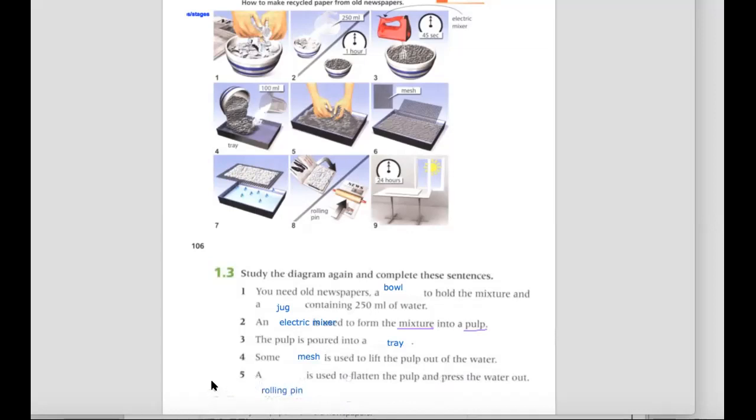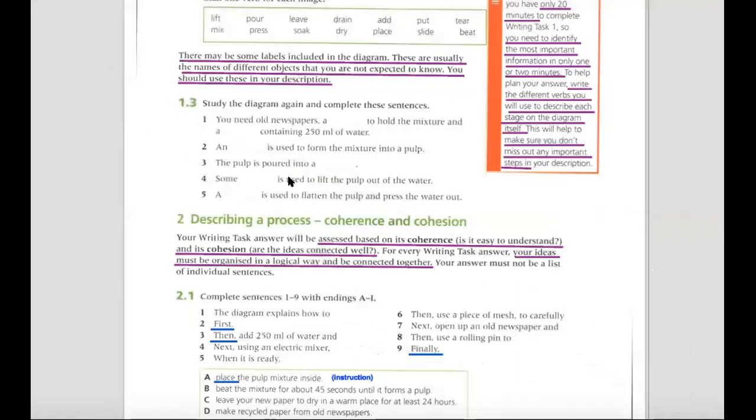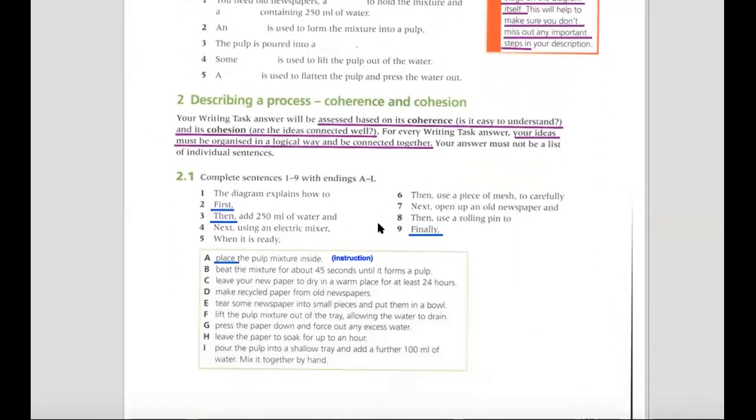Okay, so what you can see is really important for describing a process is using the correct nouns and also using the correct verbs to describe your process. So there's enough information here for you to talk about it, even if you've never heard of it before. All right, let's go back to the main worksheet.